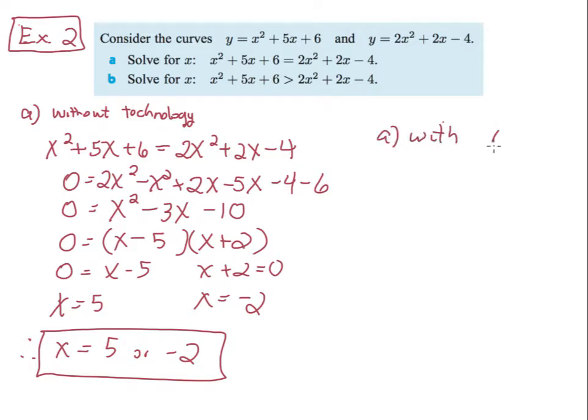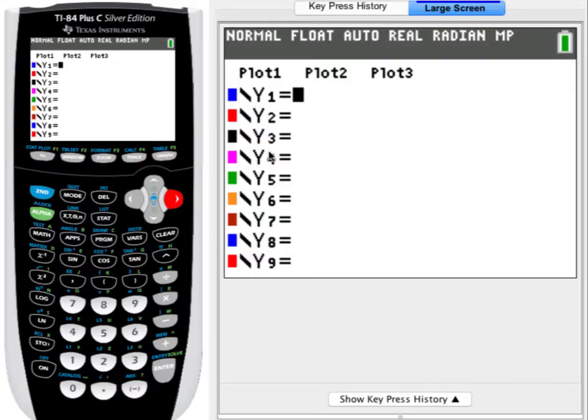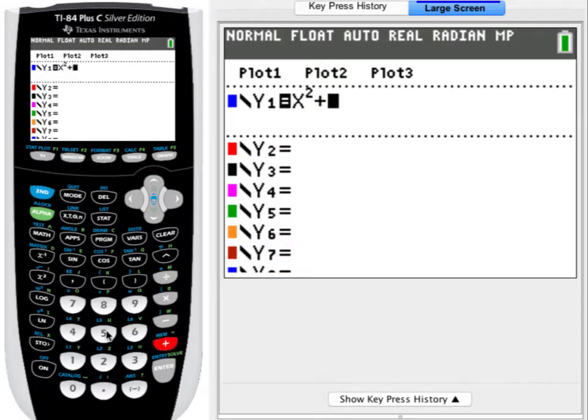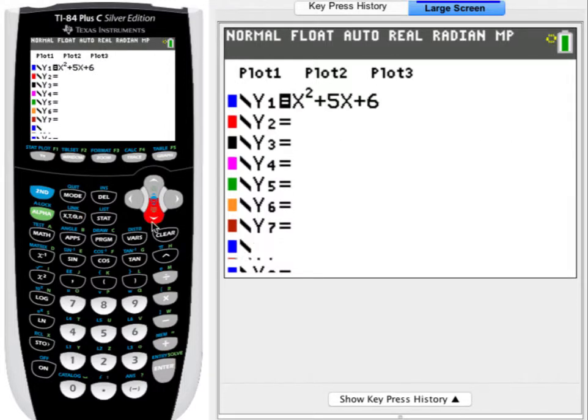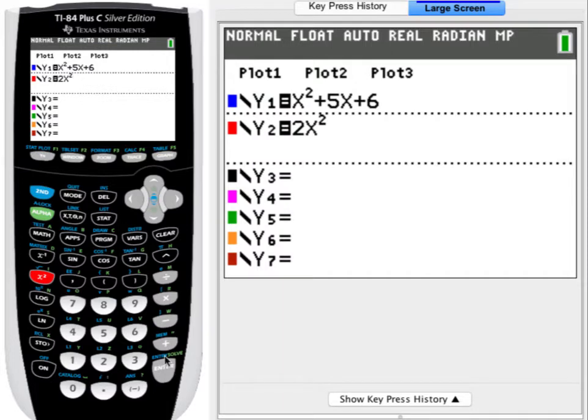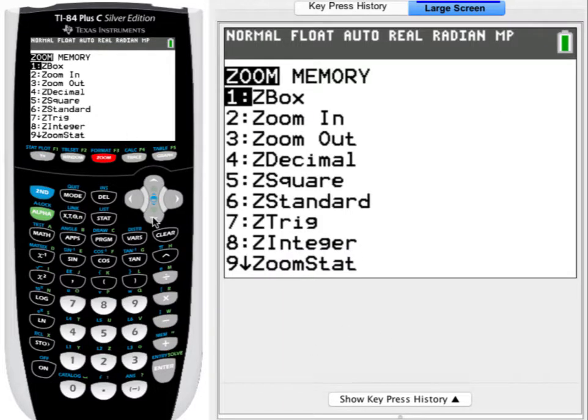Now, how would I do this if I wanted to use my technology or my calculator? So you go to your y equals screen. You plug in the first equation into y1, then cursor down and plug in the second equation into y2. We'll start with the standard screen.